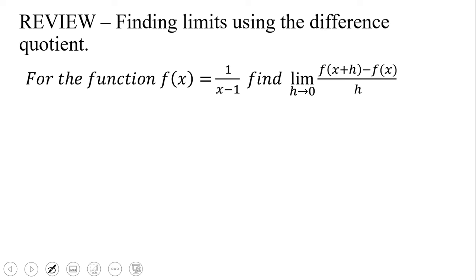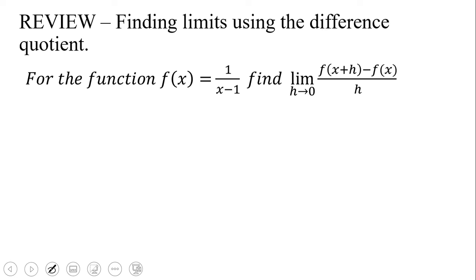These were really back on homework number 3, I believe. And I just think that there were some people who had some questions, so it doesn't hurt to do a couple of extra ones. So for the function 1 over x minus 1, find the limit as h goes to 0 of the difference quotient.